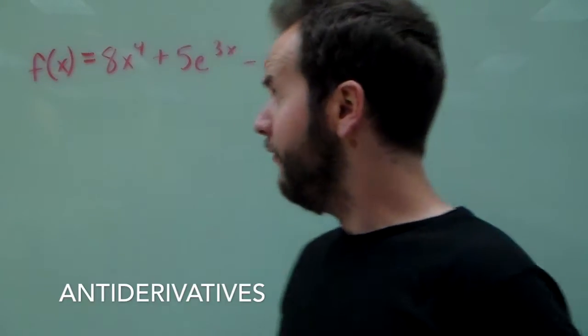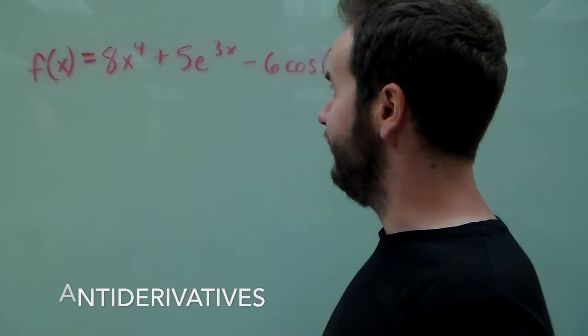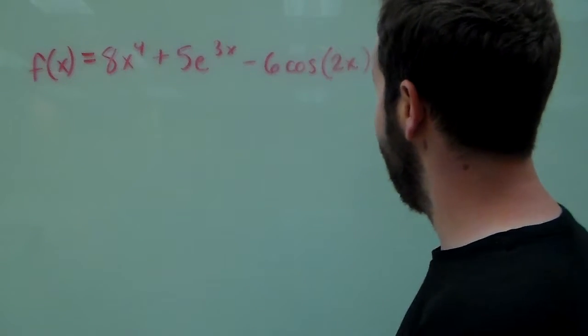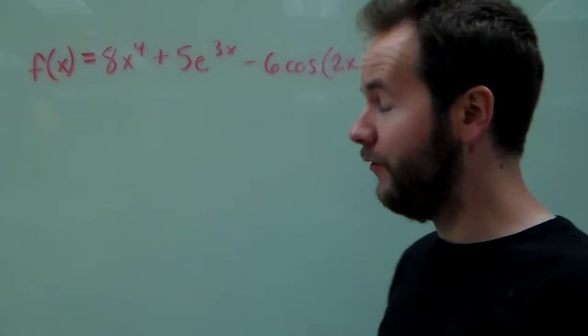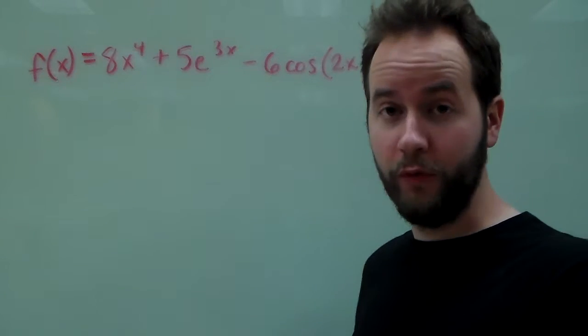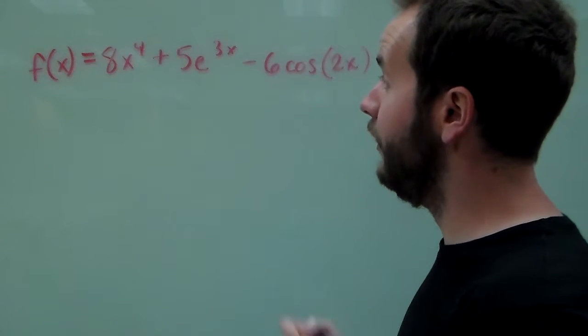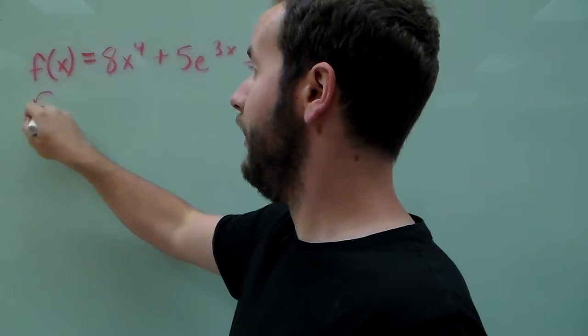All right, we want to talk about antiderivatives. We have a function 8x to the fourth plus 5e to the 3x minus 6 cosine of 2x. We want to figure out how to find the antiderivative. Well, there are some antiderivative rules that are given to you, so we can quickly compute that using the reverse power rule, at least for the first guy.